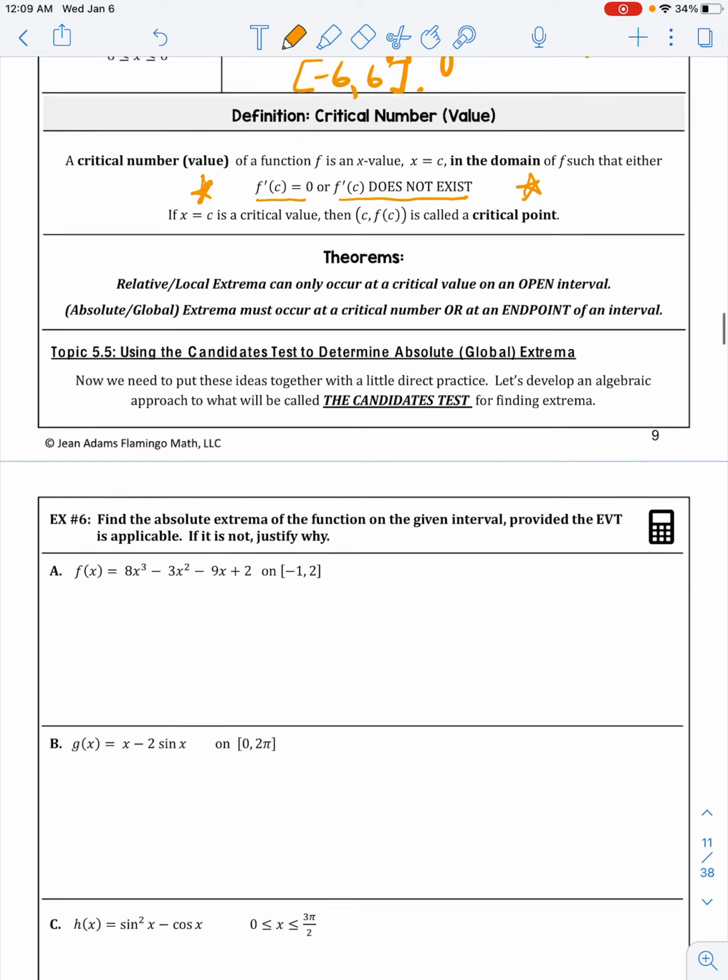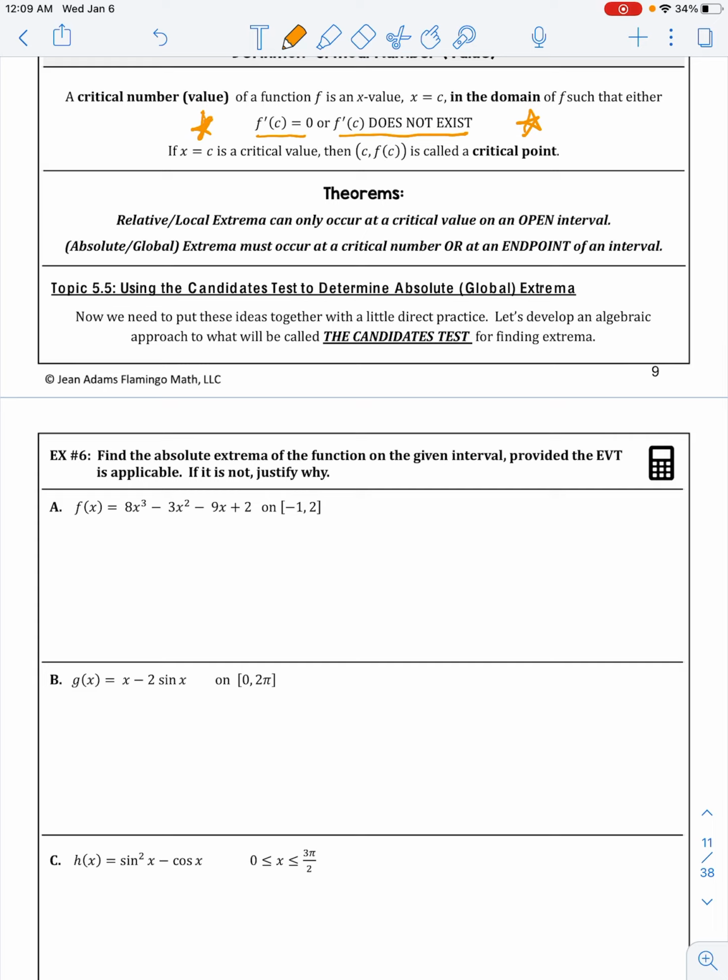Find the absolute extrema of the function on the given interval, provided the EVT is applicable. If it is not, justify why. Well, I've got a cubic function that is continuous for all reals. So I know I have continuity, and this is on a closed interval. So I know that the extreme value theorem guarantees that there will be an absolute max and an absolute min. So they're asking us to find those absolute extrema on that interval. So I'm going to do that.